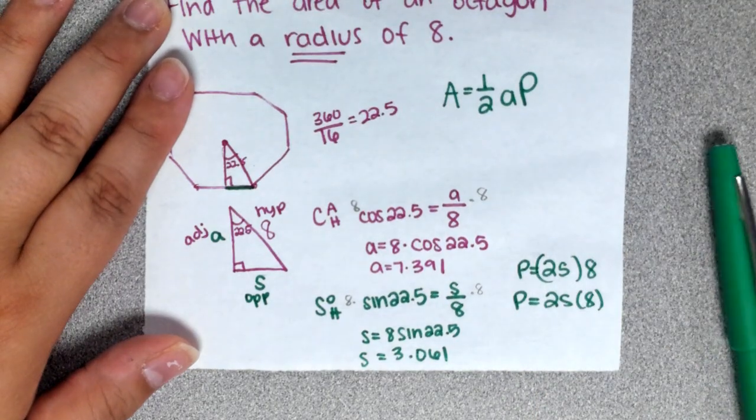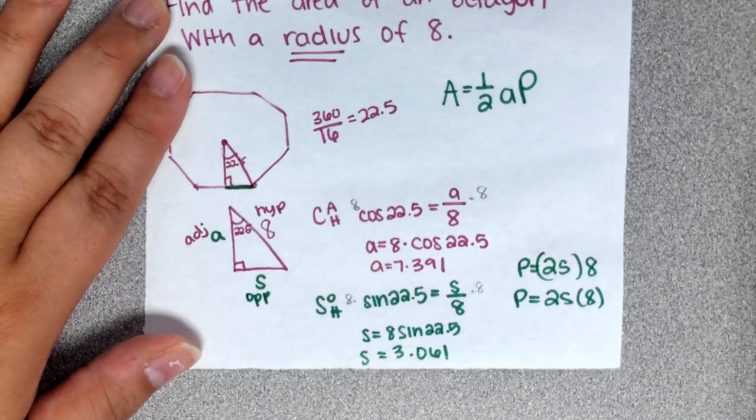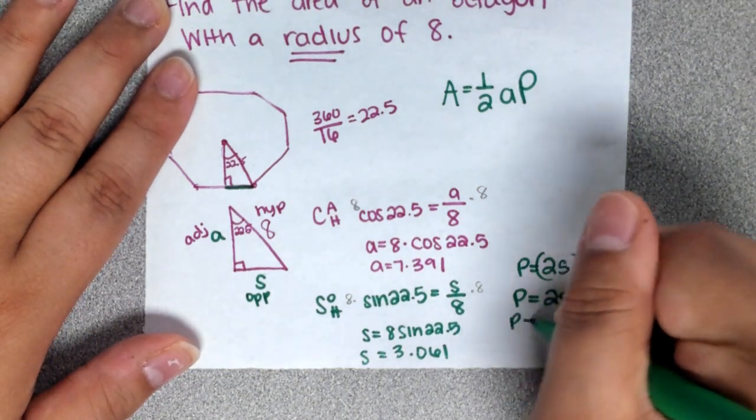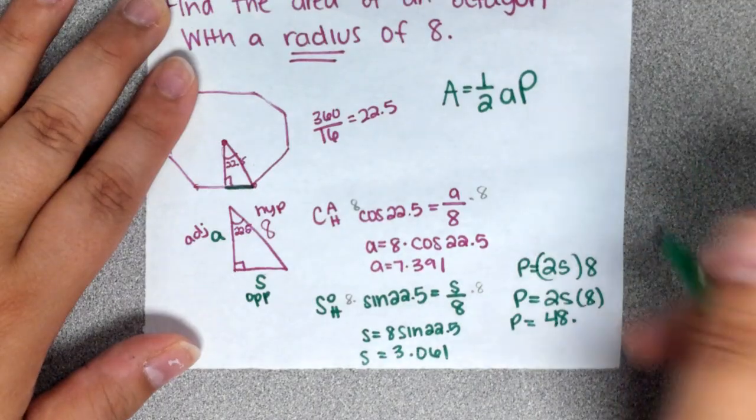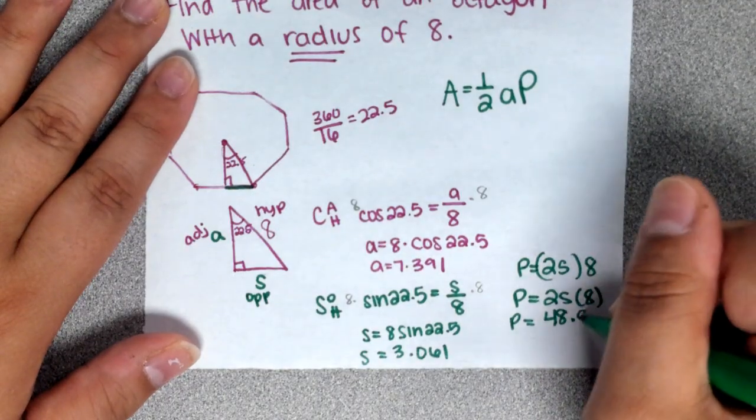It doesn't matter where you put the parentheses. So I'm going to do capital P on the next line. Capital P equals 2s times 8. And that means my perimeter is, did y'all get 48.983?